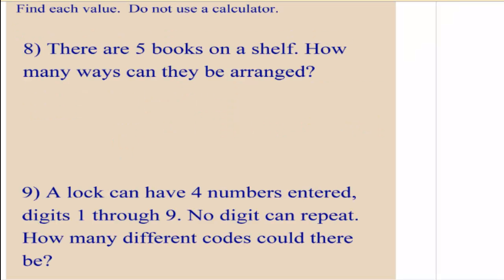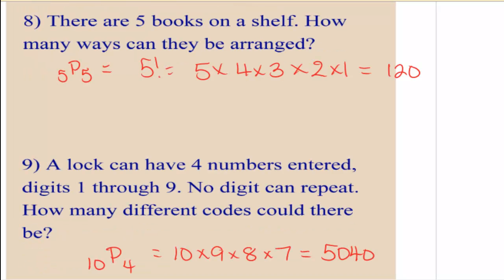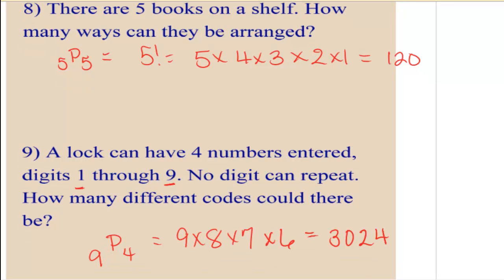Try the next 2 problems and check back to see how you did. For the first problem, I ended up with 5 factorial, which is 120. For the next one, if I had 0 through 9, how many digits would there be to choose from? 0 through 9 would give me 10 digits, but I have 1 through 9, so that's 9 digits. So each time I choose a digit, there's one less digit to choose from. So I end up with 9 times 8 times 7 times 6, which is 3024.